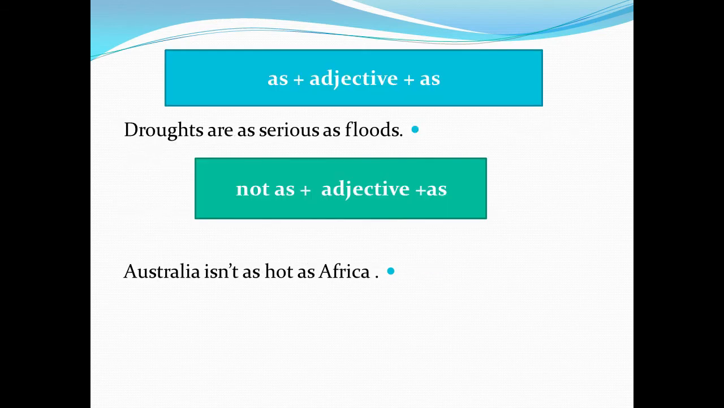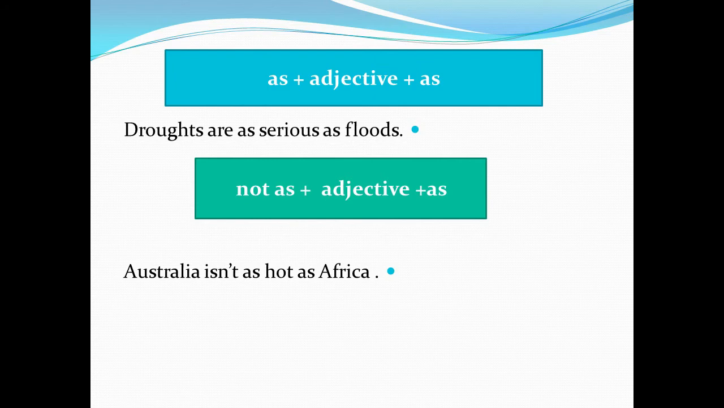Now we can start with as adjective as. When we want to say that they are the same, like droughts are as serious as floods. Ahmed is as tall as Umar. If we have, for example, twins, we say that Huda is as old as Dina. So this means Huda and Dina are the same age. Okay? But if someone is not the same as the other in the adjective, we say not as plus adjective as.